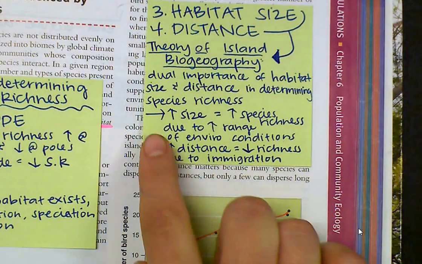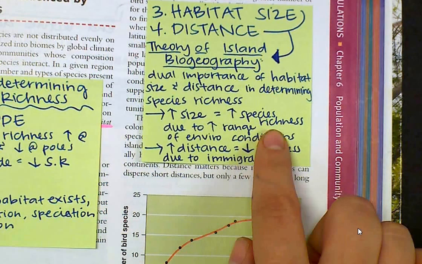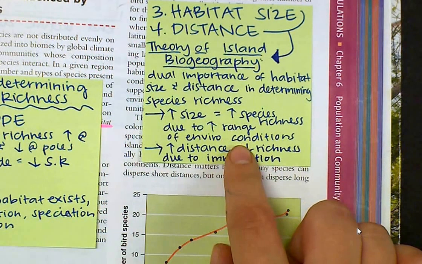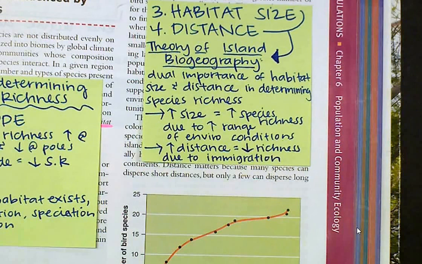The increase in size of an area is an increase in species richness due to the increased range of environmental conditions. So you might have a hot area, you might have a cold area, you might have a wet area, you might have a dry area, and so the more niches and environmental conditions you have, the more species diversity you're probably going to have as well.